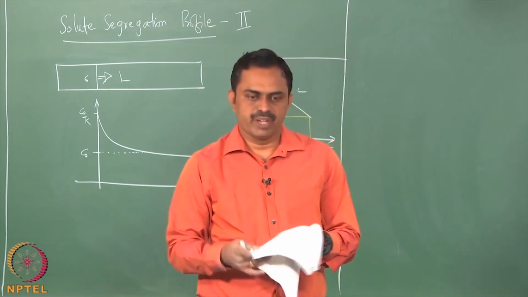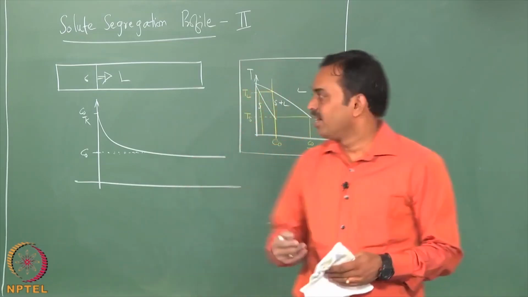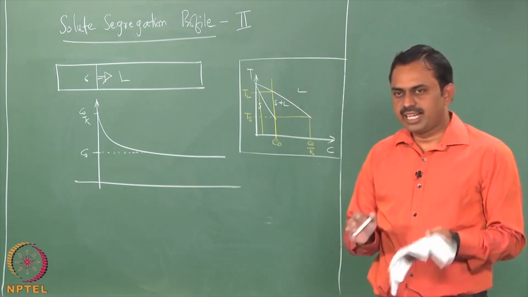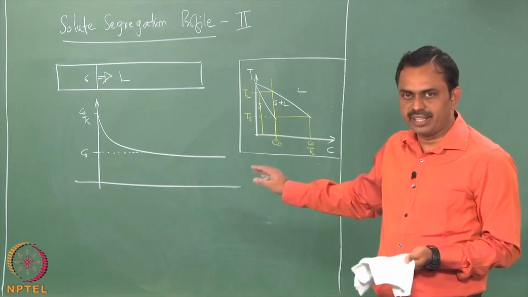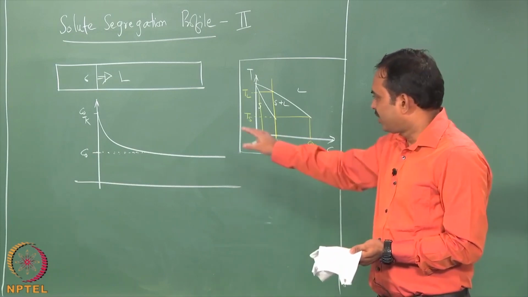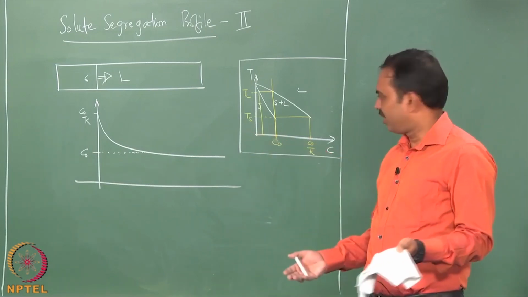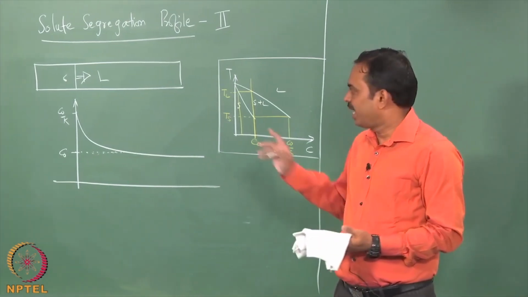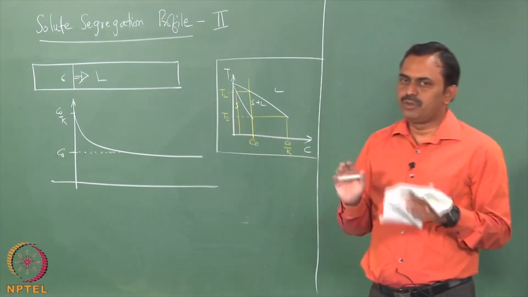So, let us resume from where we left off, namely the solute segregation profiles, and we are in the second part of that. In the second part, we are going to look at the equation that we have derived for this variation, which is exponentially decaying in nature, and see how that would allow us to inspect the kind of microstructure that would be formed in the fusion weldment.